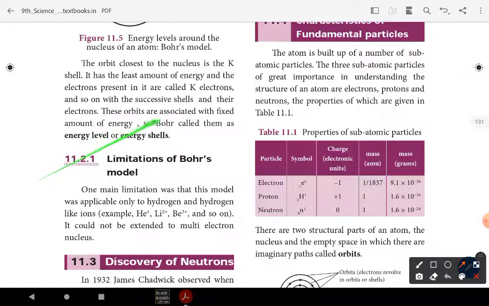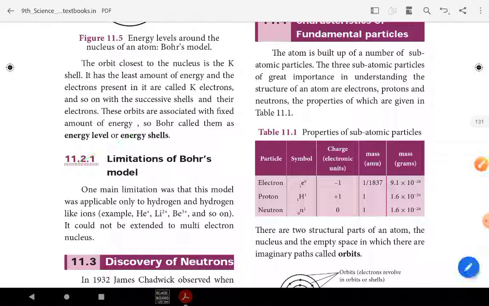These orbits are associated with a fixed amount of energy. So, Bohr called them energy levels or energy shells. So, Bohr என்ன பேர் வச்சிருக்காரு இவைகளுக்கு? The energy level or energy shells.